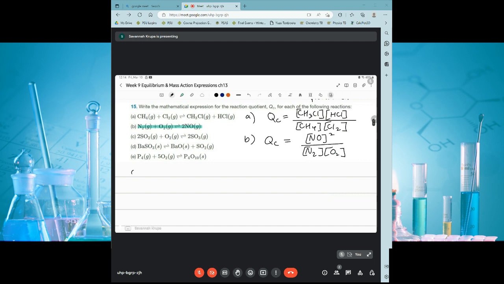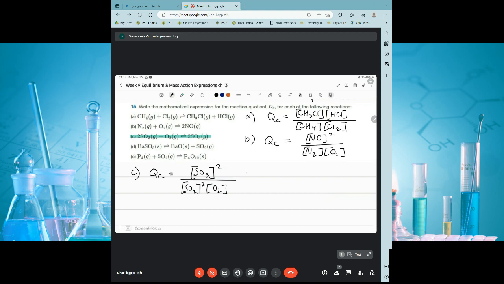So now let's move on to C. C, there's also only one thing in the product side, and so that's going to be the SO3. And because there is a 2 coefficient, we will be raising that to the power of 2, and then dividing by the reactants, and that's SO2 and O2. And because the SO2 has a 2 coefficient, we will be raising this to the power of 2 as well.